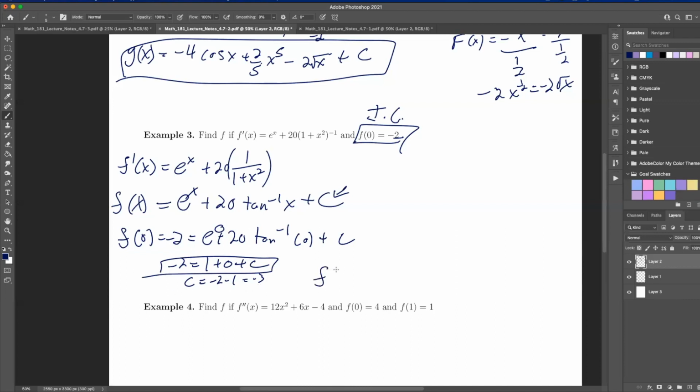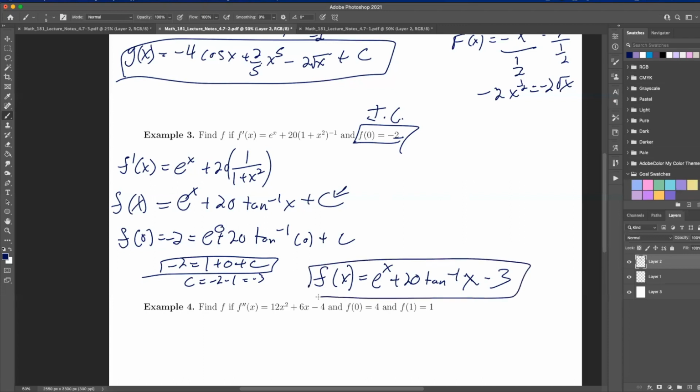And then we can write our function without a constant, because we solved for what that constant is, because I have an initial condition. The function at 0 is negative 2, so I know which function to use. And so here it'd be plus 20 times the inverse tangent of x, plus, minus in this case 3. Okay? And so if you're given an initial condition, i.e. the function value at a point, you can solve for the C. And so here's the function.